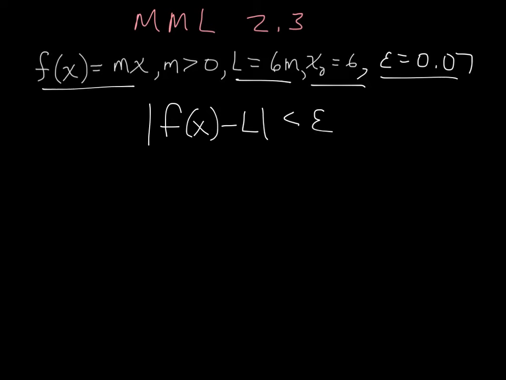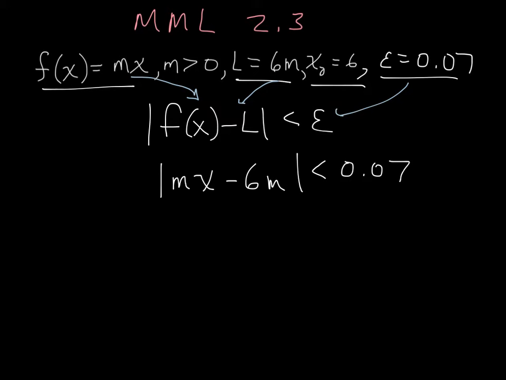will hold. So the first thing you want to do is just start plugging stuff in. So plug in your f of x, plug in your limit, and plug in epsilon. So that's going to give me absolute value of mx minus 6m less than 0.07. Now I'm going to do my plus or minus, so I'm going to have negative 0.07 less than mx minus 6m less than 0.07.